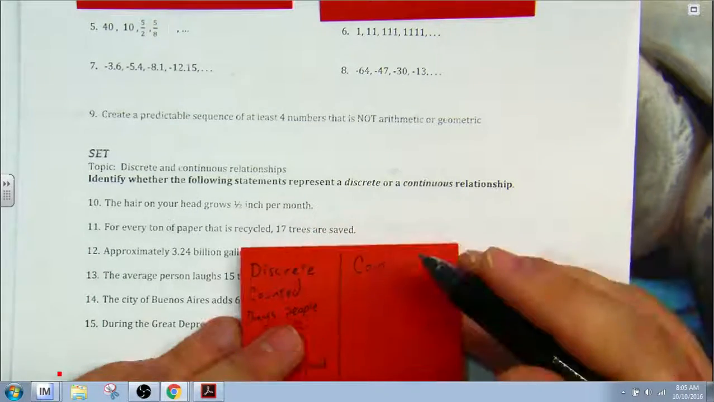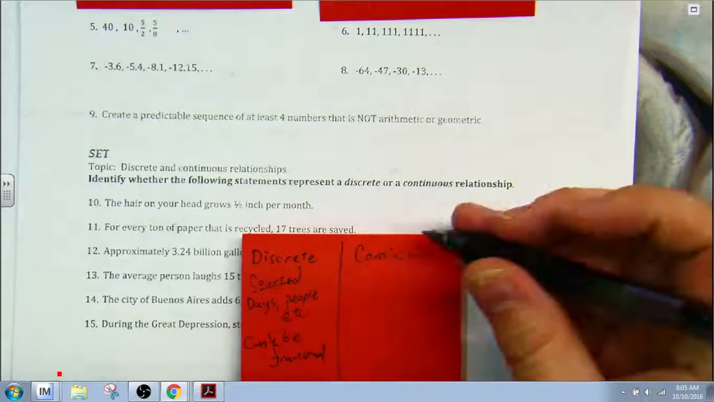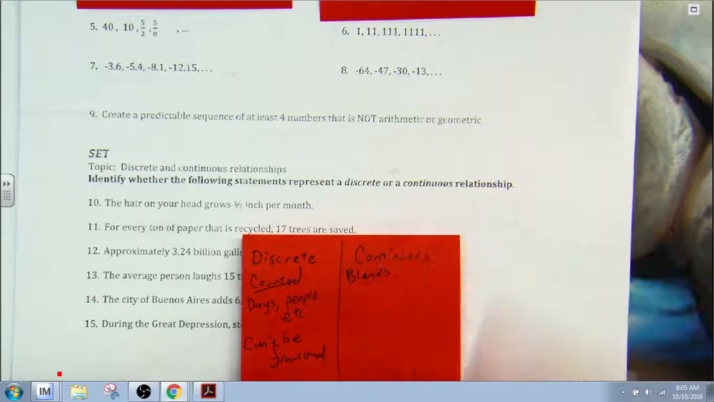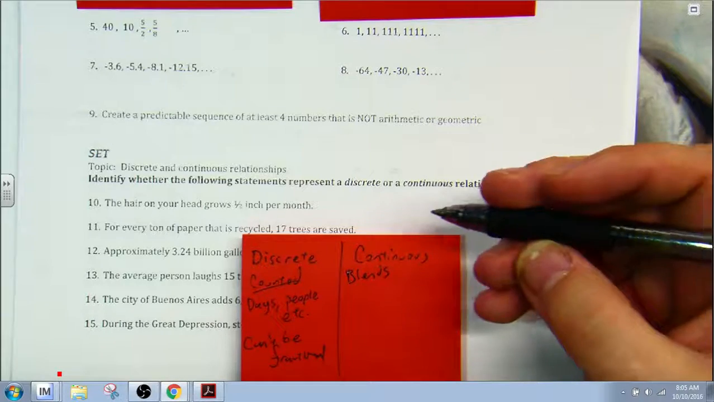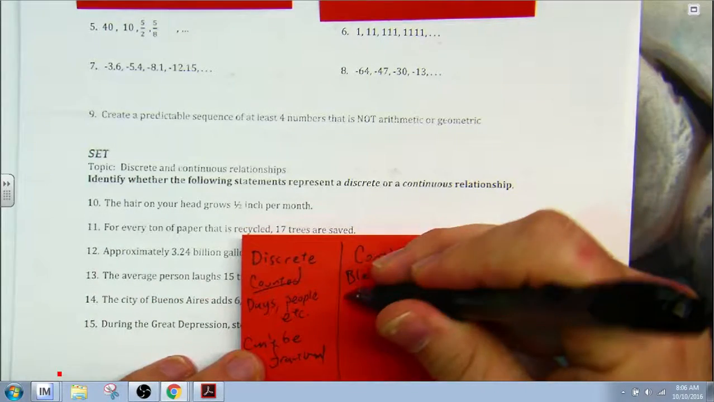Continuous are things that, while they can be counted, they kind of blend together. So things like the amount of water in a swimming pool. We're not counting the individual ounces because it's such a huge amount. It's too big.